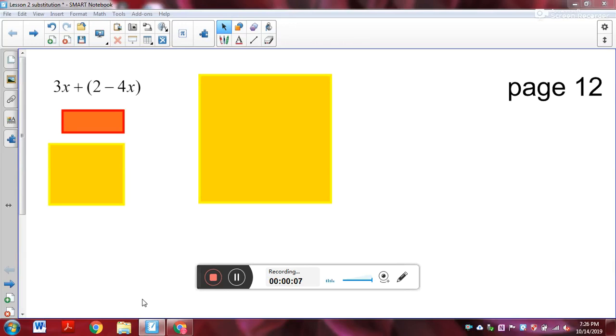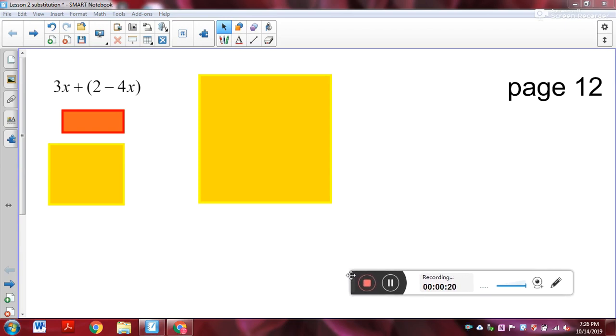Hello and welcome to our lesson for today. We are going to be talking about substitution and how it relates to combining like terms. We're going to be using substitution to check our combining like terms answers.